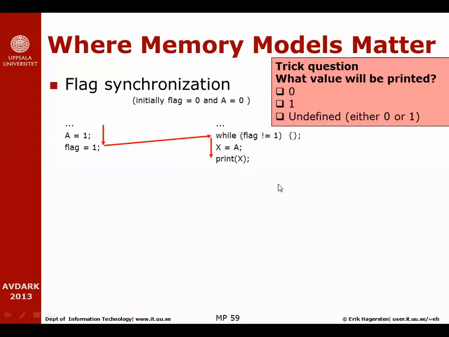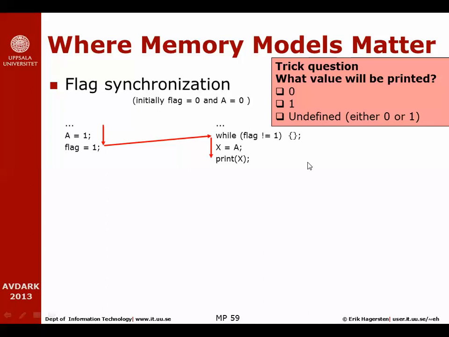So the first trick question I'm going to ask you is, what value will get printed down here? And I can see three possible answers. One is that the value 0 will be printed. The other one is the value 1 will be printed. And the third answer is that this is undefined.